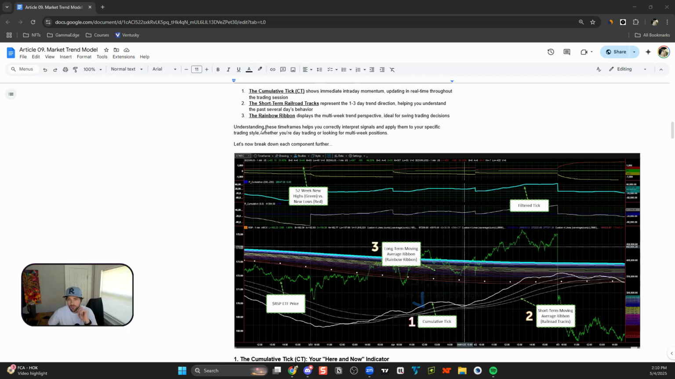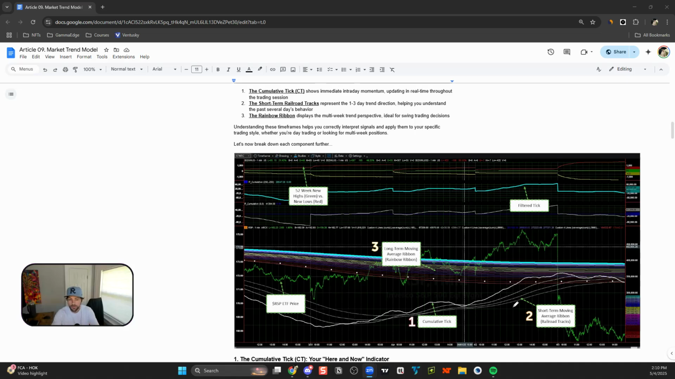Then we have the short-term railroad tracks, which is right here. This is the set of 3 railroad tracks. And then we have the rainbow long-term moving average ribbon, which is self-explanatory right there. The short-term railroad tracks are your 1 to 3 day trend direction, helping you understand the short term.